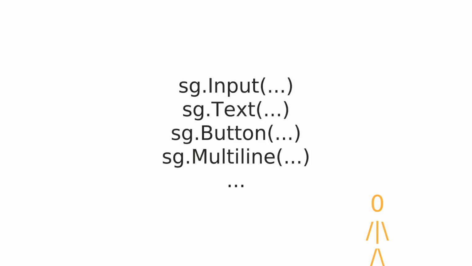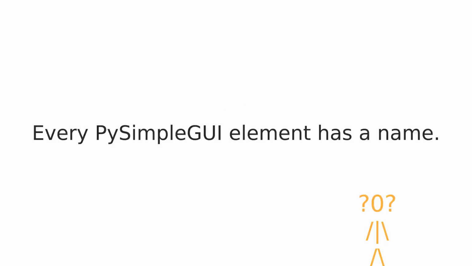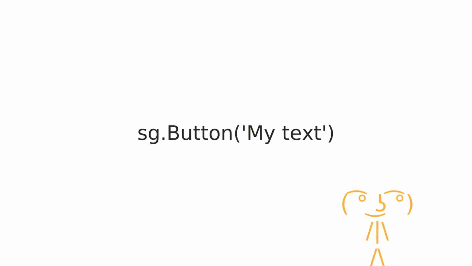What would you do if you didn't know the element's name? Well, nothing. It's hard to talk with somebody if you don't know his name. Every PySimpleGUI element has a name. Even if you don't specify the key parameter, it still exists. When you make a button element without giving the key parameter, it uses the title for its key.